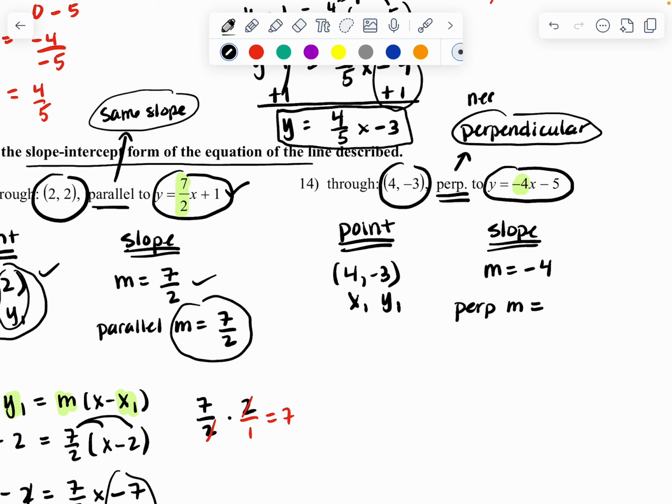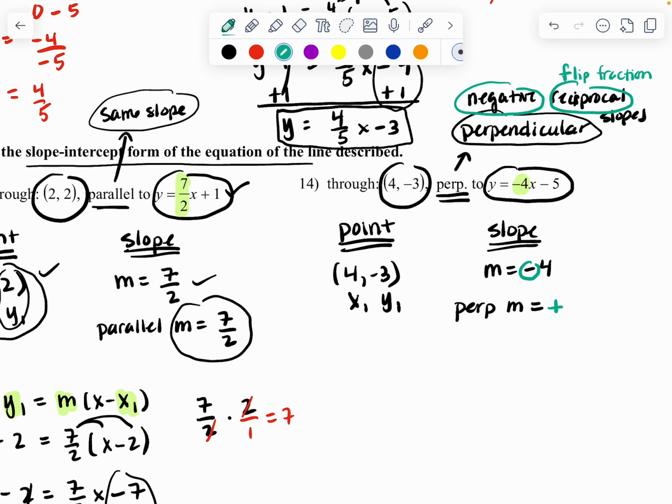They have negative reciprocal slopes. That's not how you spell reciprocal. Okay, let's erase that. That's driving me nuts. Negative reciprocal slopes. Okay, so what does that mean? Well, first of all, let's pick this apart. Negative means you change the sign. So if this slope is already negative, I'm going to change it to a positive, okay? And reciprocal means flip the fraction.